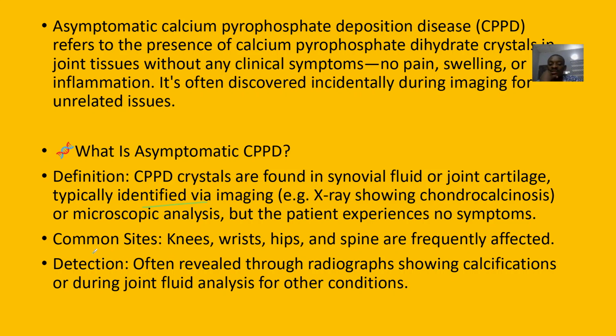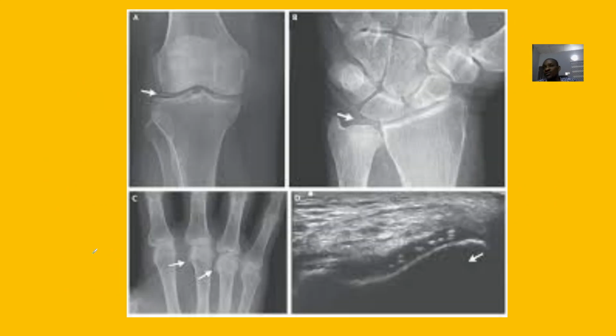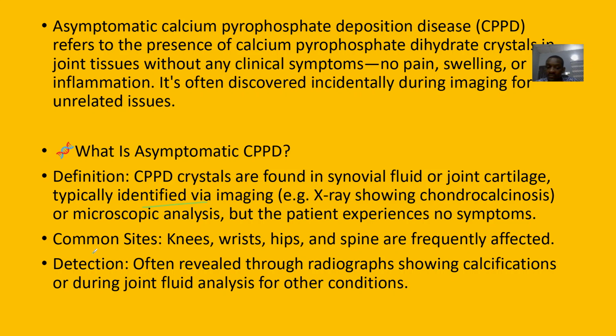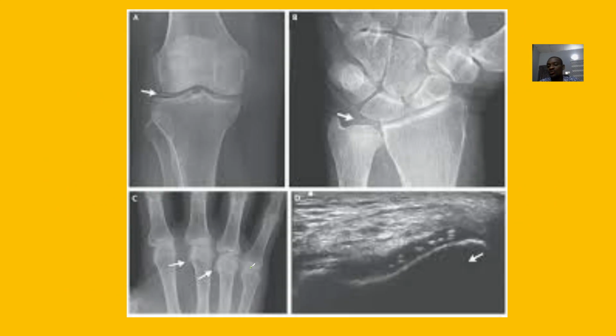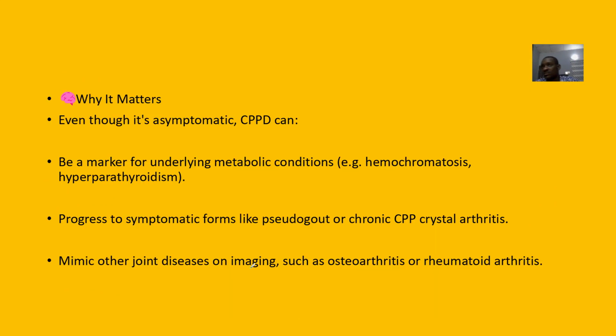So common sites where you see deposition of these crystals are the wrist, the knees, the hips, the spine. You understand? Detection is often revealed through what? Images, so radiographs. Okay, so why does it matter? It can be a marker of underlying metabolic conditions. It could show that maybe the patient has hemochromatosis, or maybe a parathyroid gland that is overfunctioning.